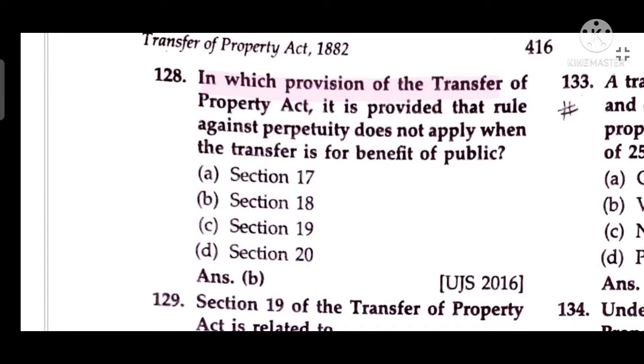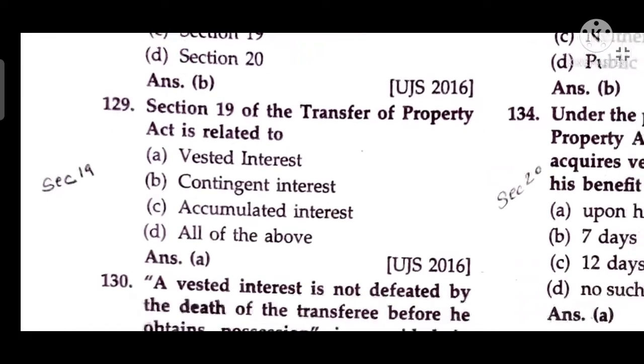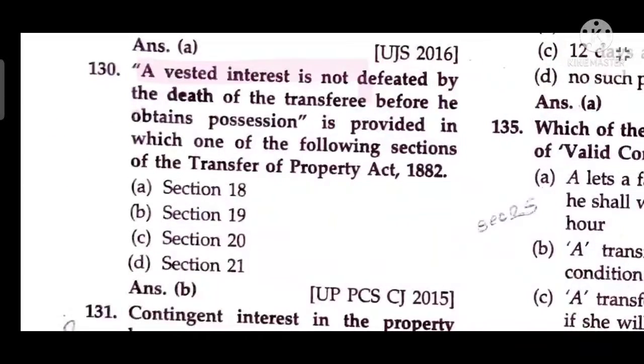In which provision of the Transfer of Property Act is it provided that rule against perpetuity does not apply when the transfer is for the benefit of public? Section 18. Section 19 of TPA relates to vested interest. A vested interest is not defeated by the death of the transferee before obtaining possession. Is provided in which one of the following sections of Transfer of Property Act 1882? Section 19.